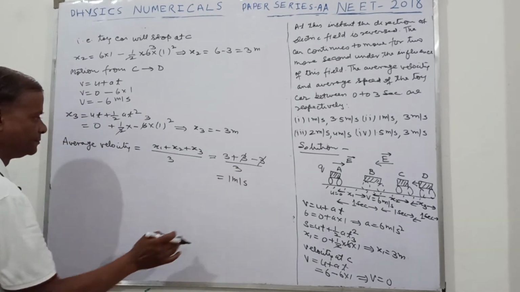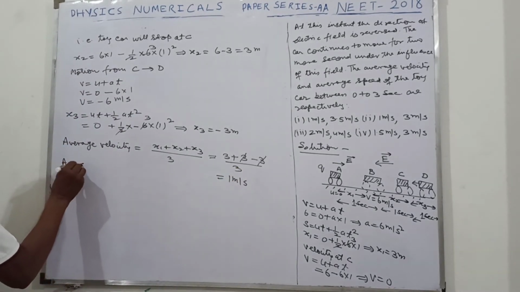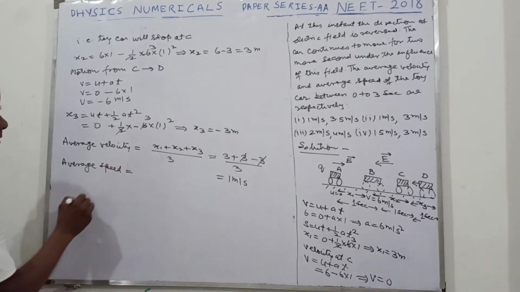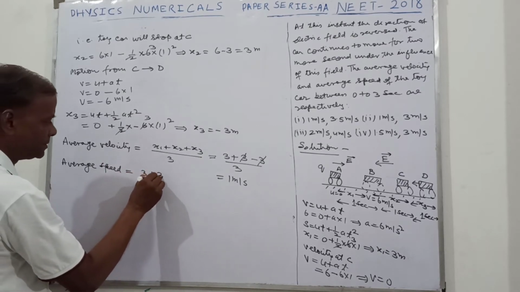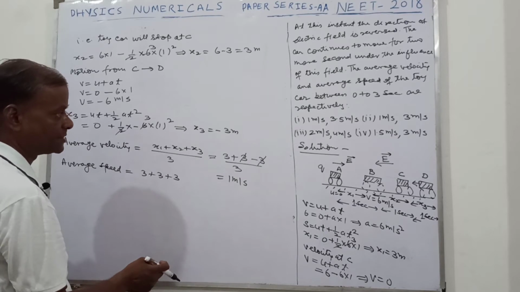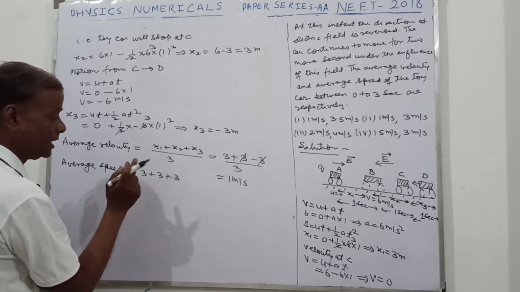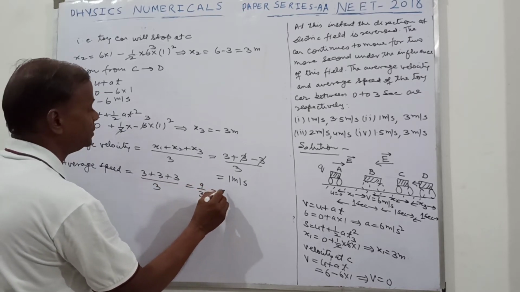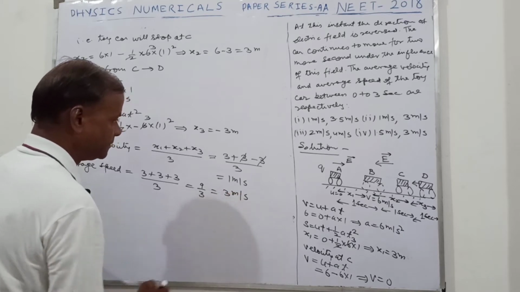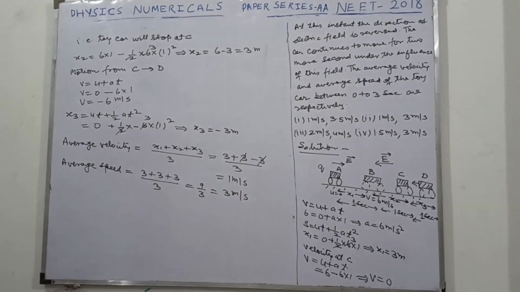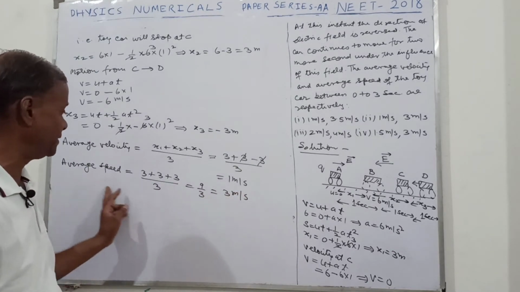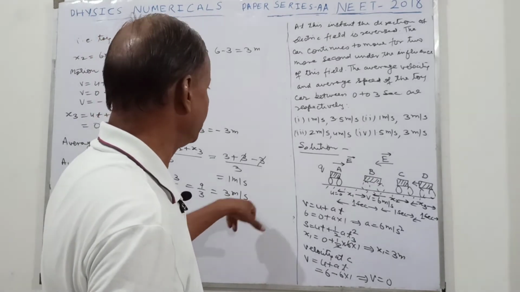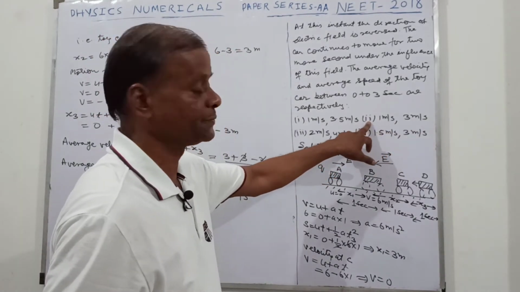And now average speed. Average speed, so we will take now 3 plus 3 plus 3. We will not take the minus sign because we will take the magnitude only. This is the length, upon 3. So this is 9 upon 3, so this is your 3 meter per second. So average velocity will be 1 meter per second and average speed will be 3 meter per second. We have the right option is second.